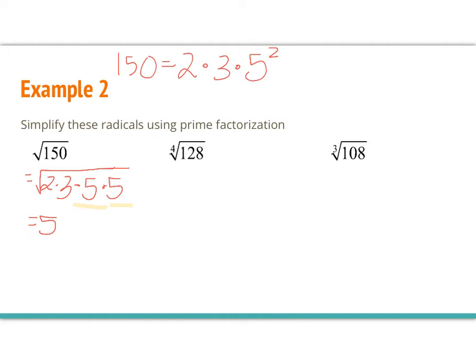So we will write this as 5. Now 2 and 3, there's only one of each of those underneath the square root, so we can't take them out. So 2 times 3. We'll write this as 5 root 6.